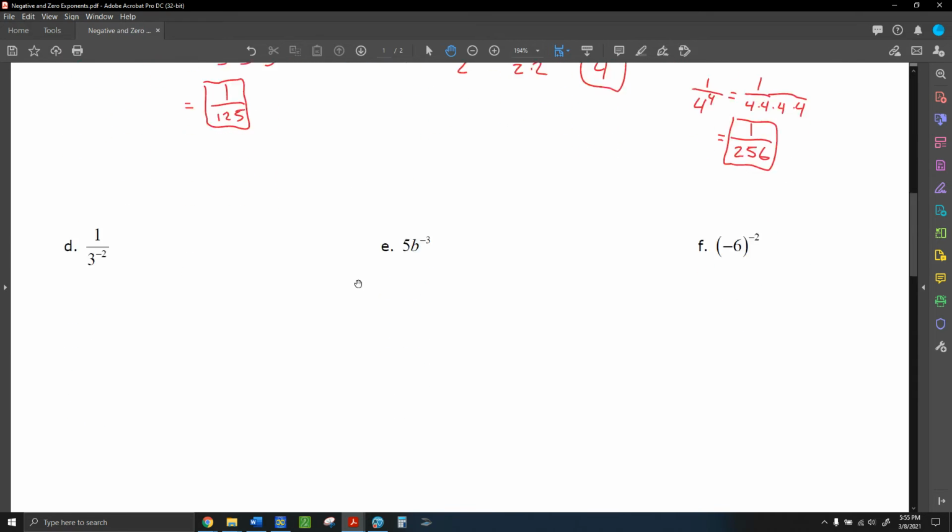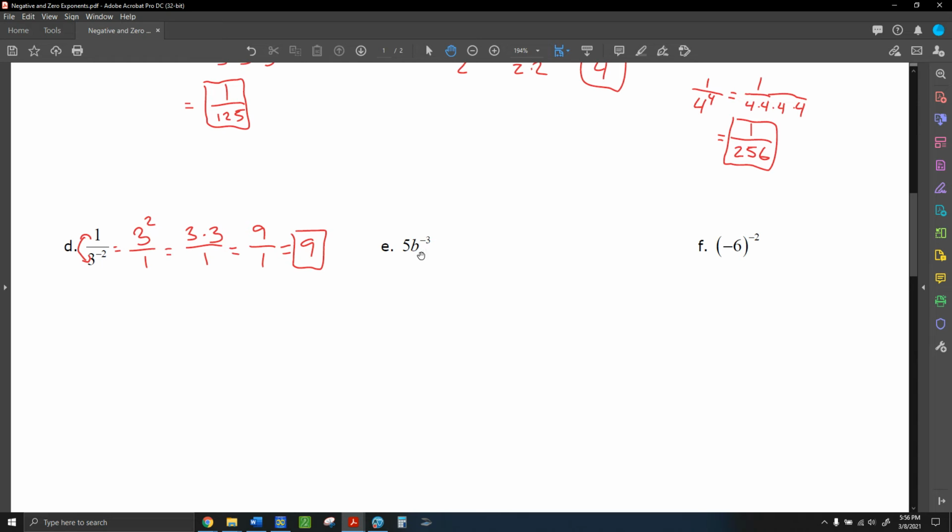Let's keep going. Letter D, we have 1 over 3 to the negative 2. Well, this is already a fraction. Still, though, our rule applies. We're going to flip it and make that exponent positive. So flipping it, we have 3 to the positive 2 over 1. Well, 3 to the positive 2 is 3 times 3, or 3 times itself 2 times, which is 9 over 1, and anything over 1 is just itself. So 9. Letter E, notice what's going on here.